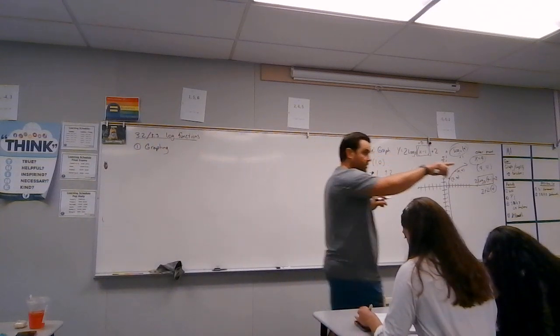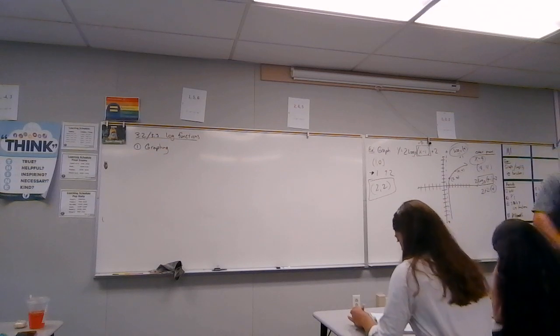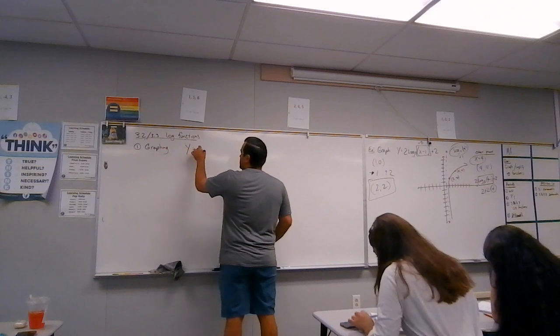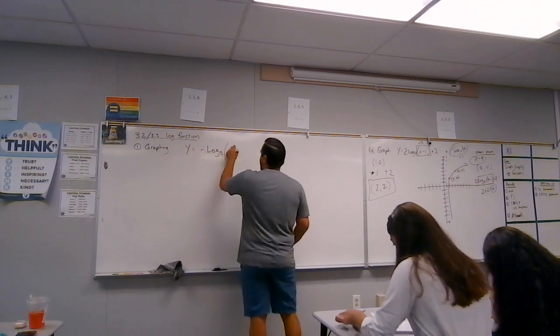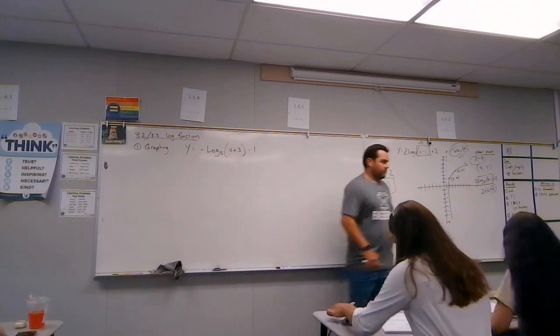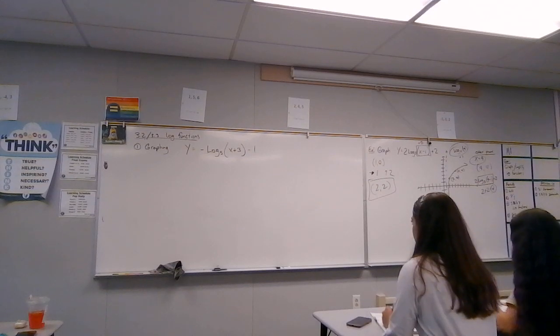Questions? Anything over here? Makes sense? All right, I'll give you another one to try on your own then. y equals negative log base 5 of (x plus 3) minus 1. Give it a try.